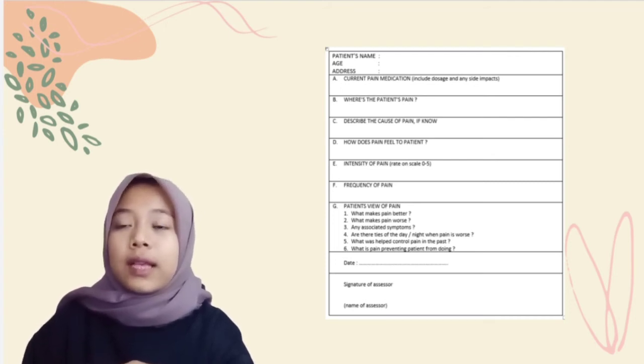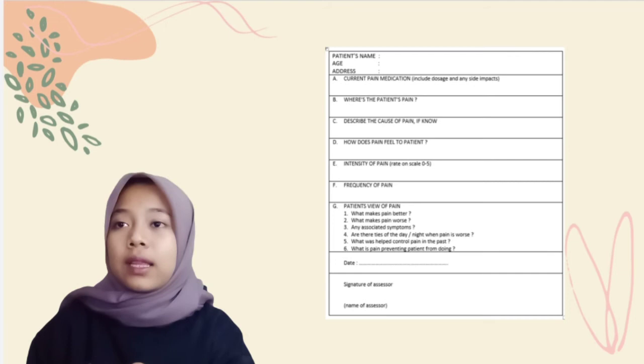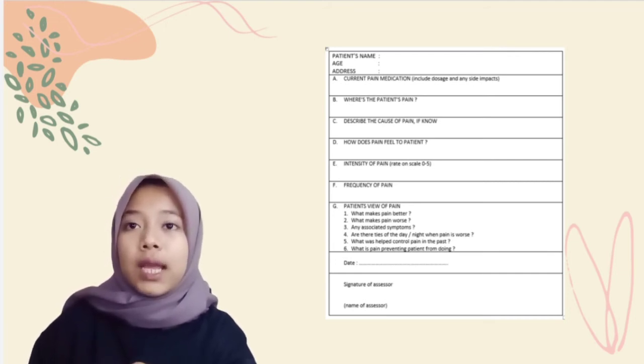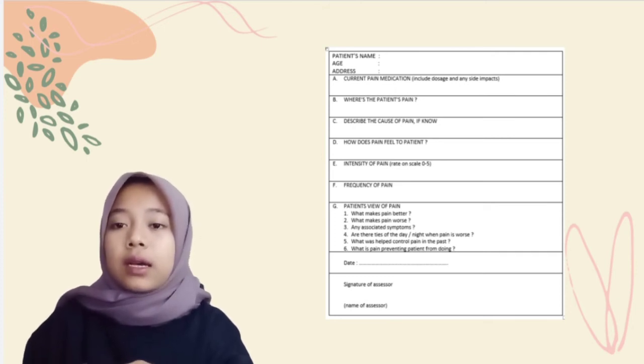Okay, this scale has a meaning. For 0, that means no pain. For 1, that means mild pain. Usually, the patient will feel gnawing, gnashing, pinching, and thick pinching.